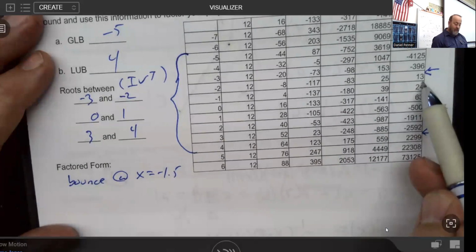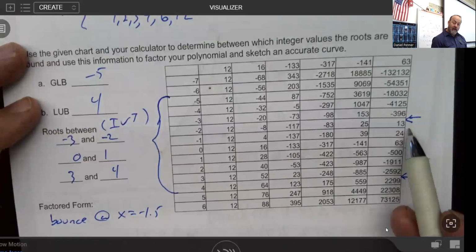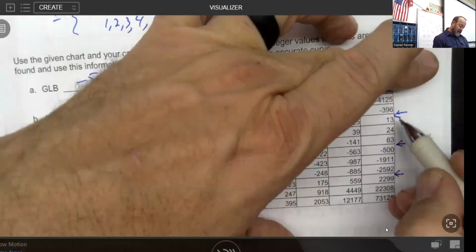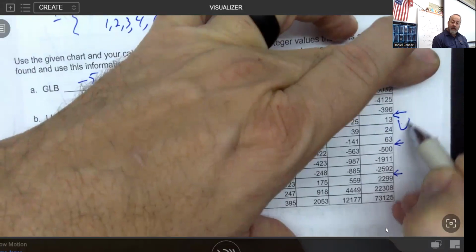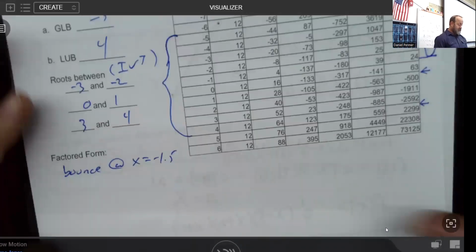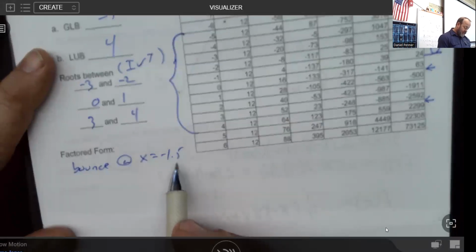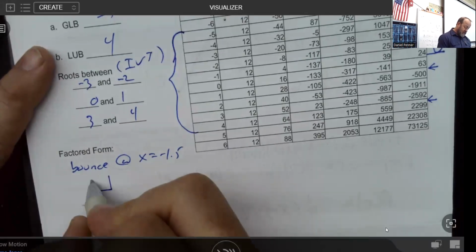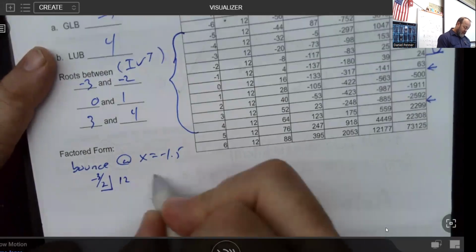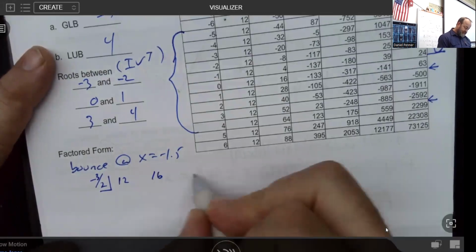Now, notice that they're both positive. I got 13 here, I got 24 here, but that could be true if the graph was higher and higher and came down and hit in the middle. That can happen. But the fact that I see that is really, really helpful. So what I decided to do, since I saw that there was a bounce there, is I'm going to go ahead and write out my coefficients.